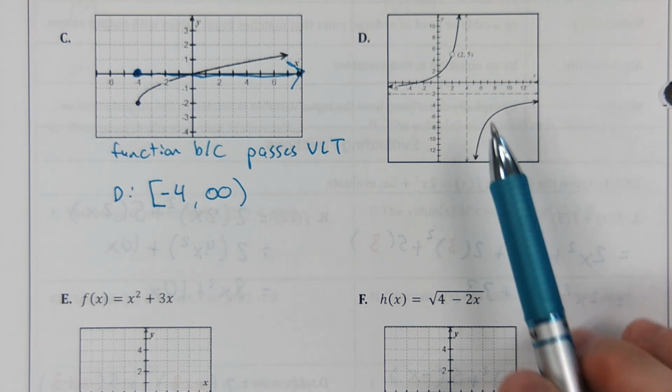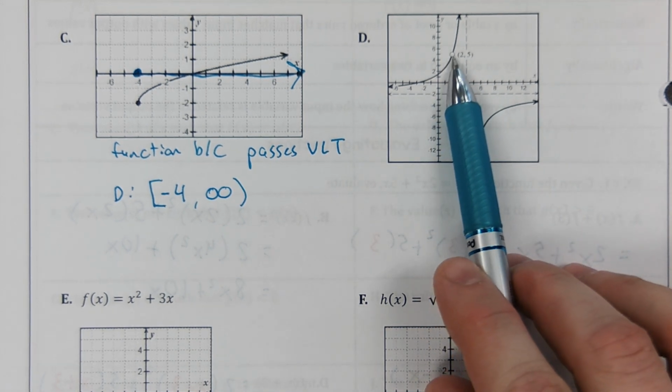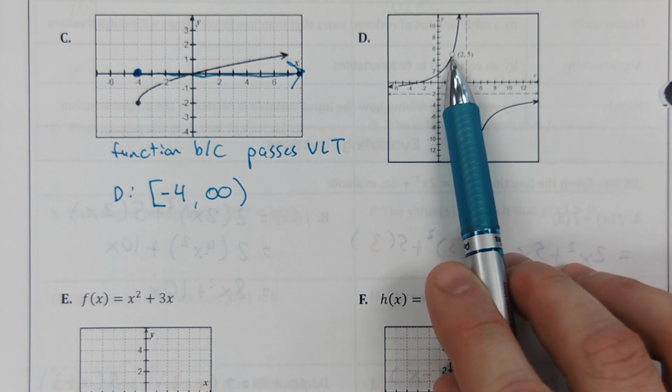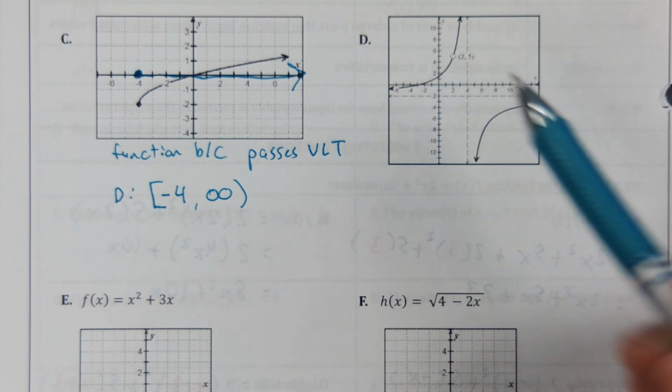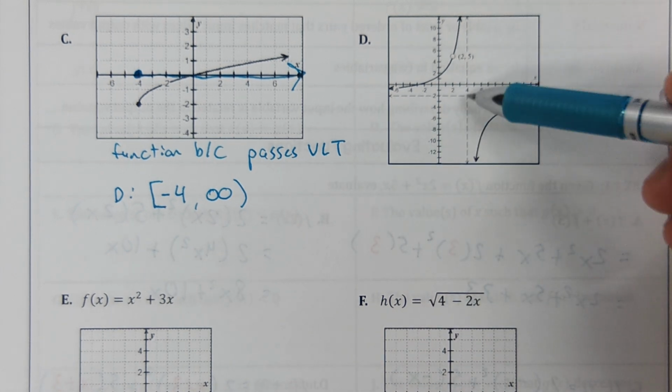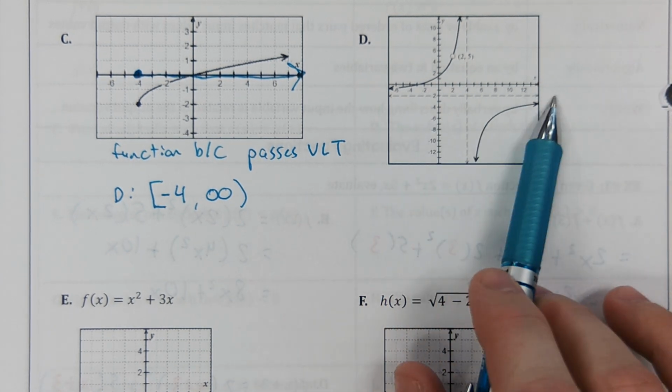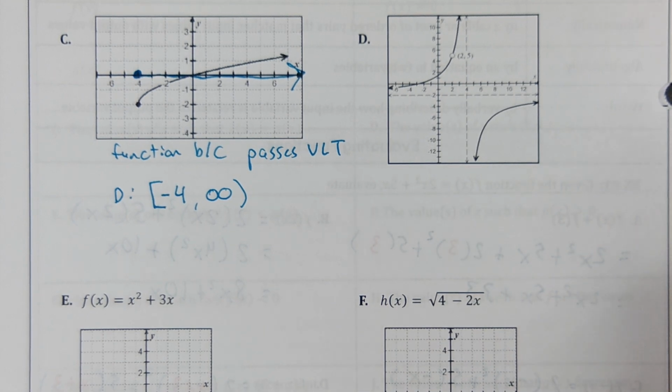This graph has a hole in it. That's what that little thing there is showing you. It does not exist at the coordinate 2, 5. This is a vertical asymptote. This is a horizontal asymptote. Hopefully you remember some of those things from Algebra 2, but we'll cover them later on in the year, but that's what we're looking at.